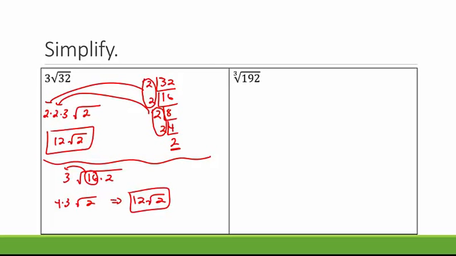So 192. Again, I can simplify that. We're looking at the cube root, so this time we're looking for 3 of a kind. Since that's an even number, I can divide it by 2. Still even, so I can divide it by 2 again. Still an even number, so I can divide it by 2 again, and it's still even, so I can divide it by 2.